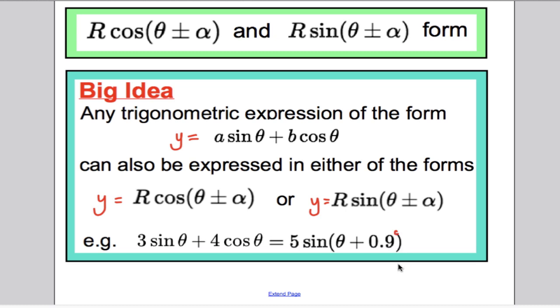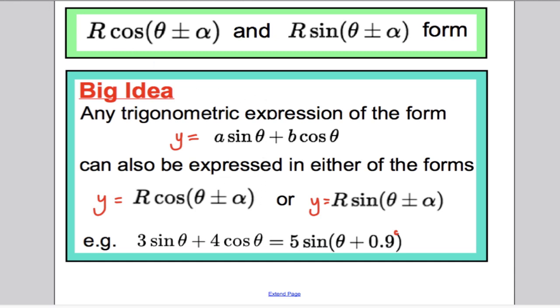Okay, so that's the big idea. Anything that looks like that, multiples of sine and cos, can be written as a single cos or a single sine with an appropriate y direction stretch and x direction translation.